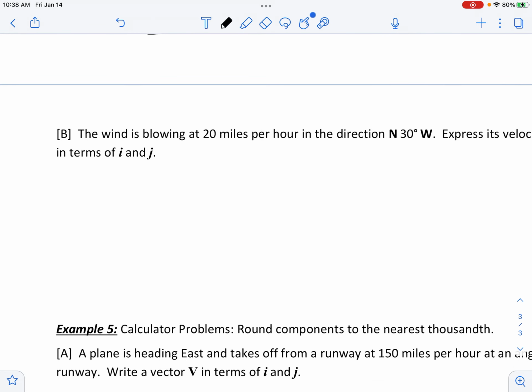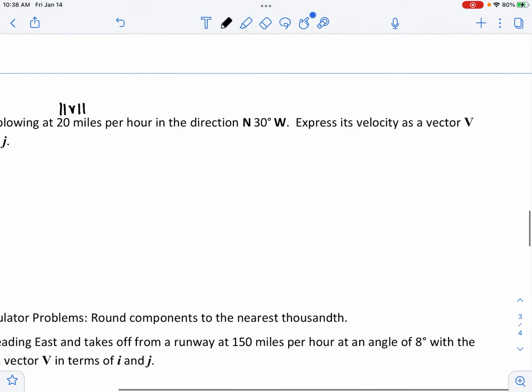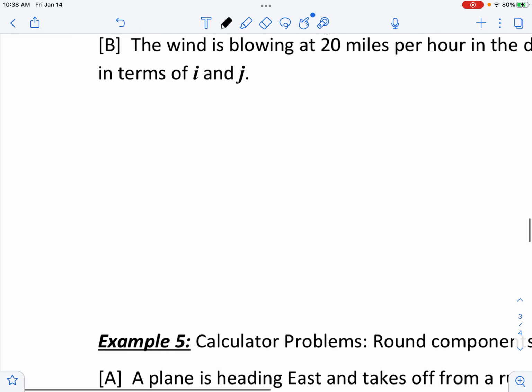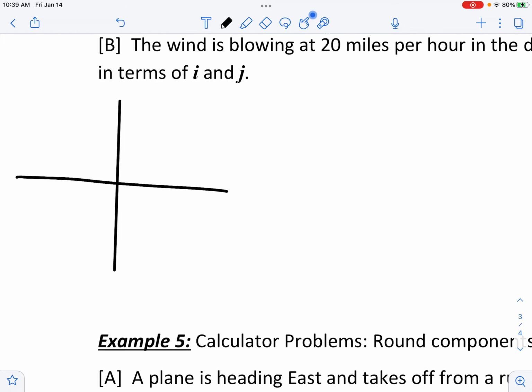All right, next one. The wind is blowing 20 miles per hour, so that's our magnitude, in the direction of north 30 degrees west. Express its velocity as a vector v in terms of i and j. So first off, I have to know where north 30 degrees west is, because I don't know if it actually is 30 degrees just by looking at it. So let's draw that. Never eat soggy Wheaties.